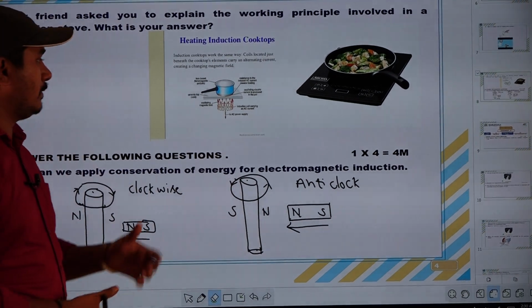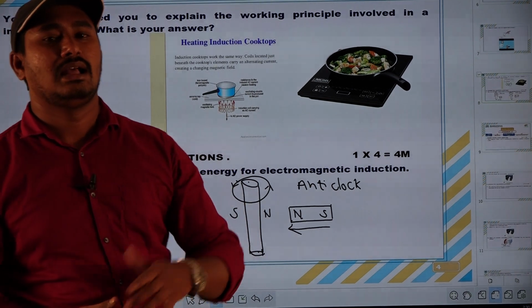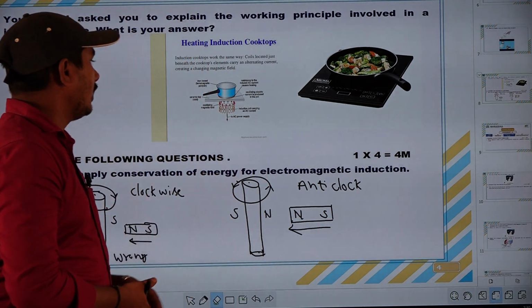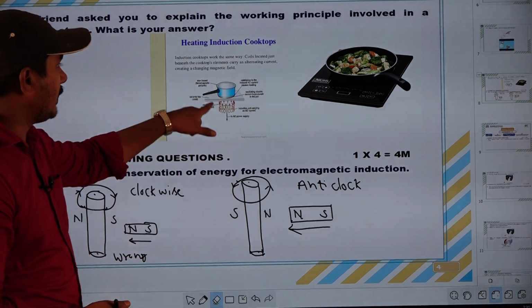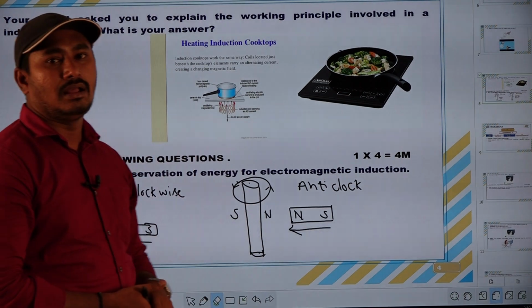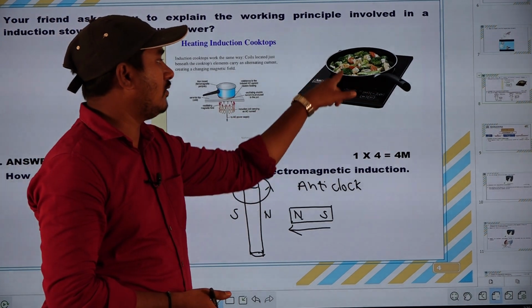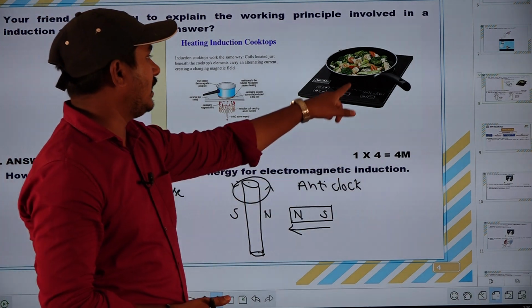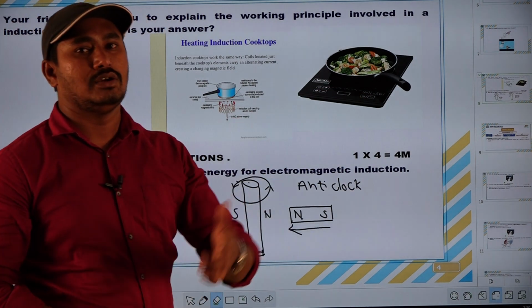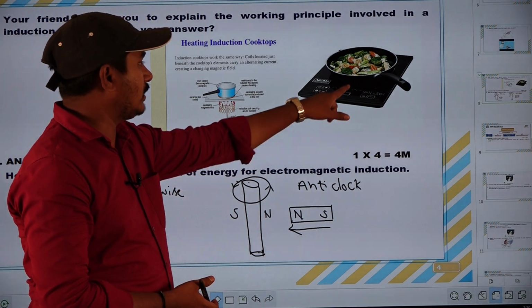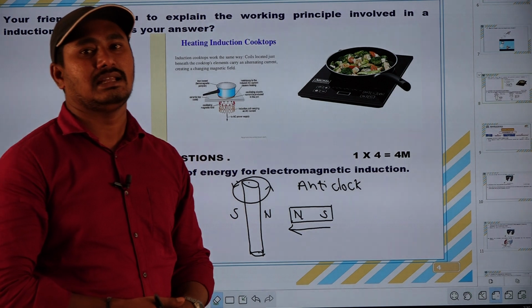When the magnetic flux is produced, it generates current inside the coil. At the same time, the induced EMF appears in the pan on the stove, and this pan has resistance. That induced EMF produces induced current, and in the same way that induced EMF generates heat energy.